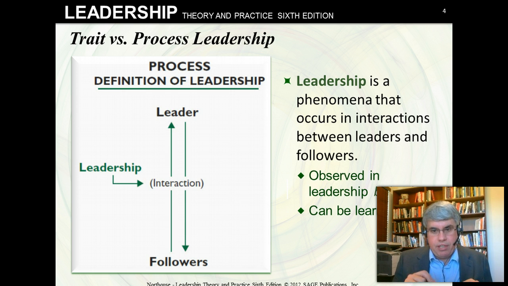And because it is complex, and it's not just a bunch of innate characteristics, this type of leadership can be learned. That's why we have courses on leadership, because with a process definition of leadership, you can learn things that are appropriate to make you a more effective leader.